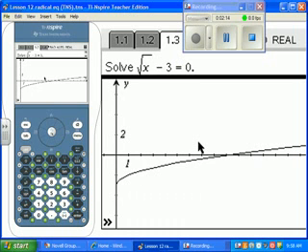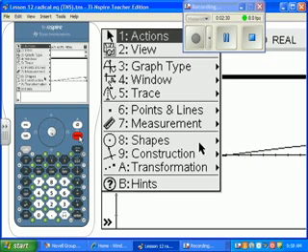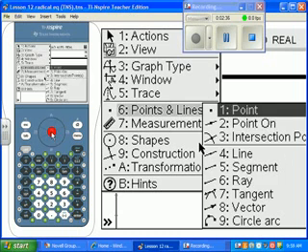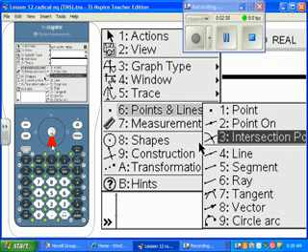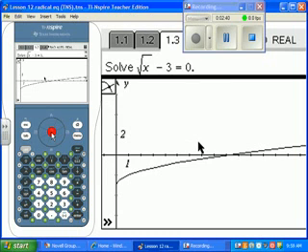Do we have it? Can we see the intersection? Mm-hmm. Who remembers how to find the point of intersection? What do you think you're going to do? What button are you going to press? Menu. Now what? Points and lines. And intersection point. Very good.